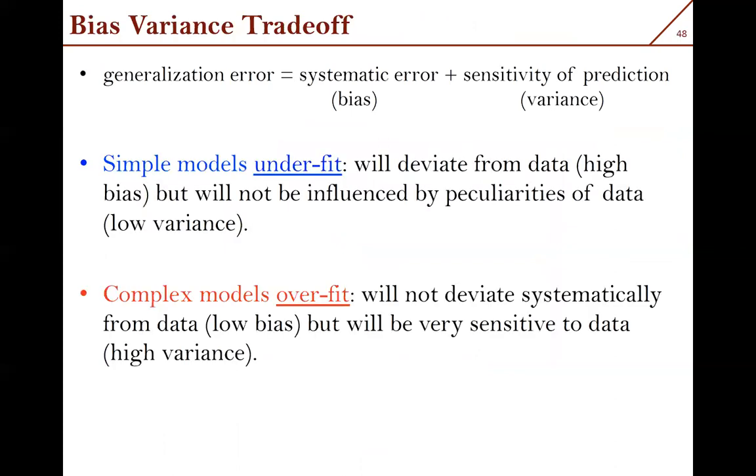In the overfitting case, you will be very, very sensitive to the data because you want to get the least possible bias, and then you remain very much sensitive to the data, right? Because you want to touch each and every data point. So that leads to high variance.